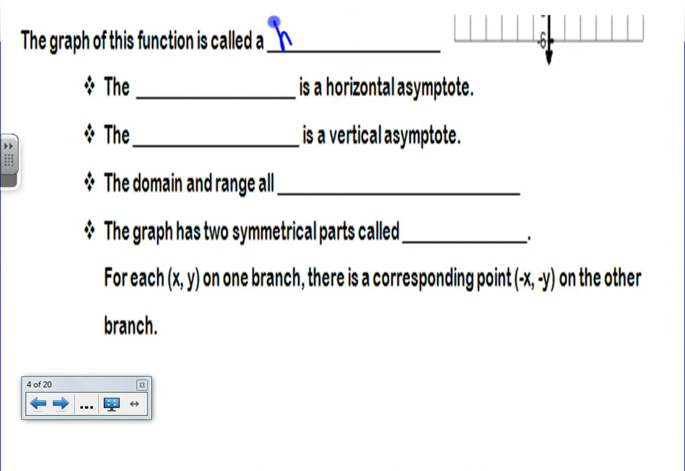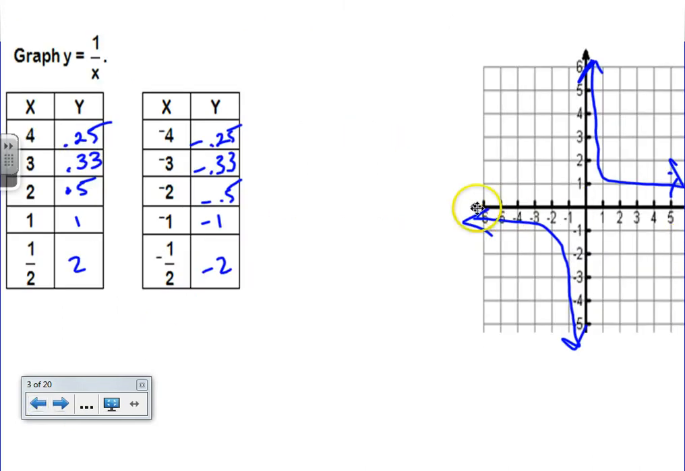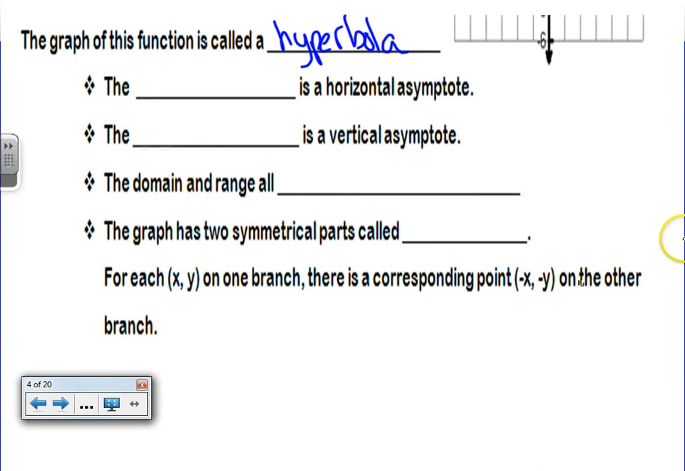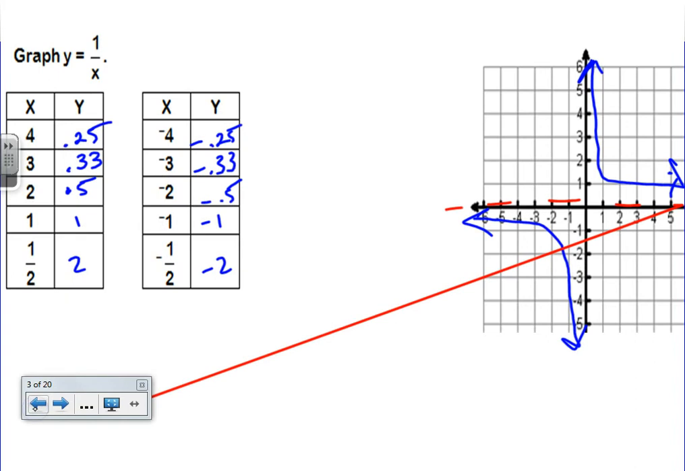This graph has some vocabulary associated with it. It is called a hyperbola. There's what we call a horizontal asymptote on this graph. And remember, we saw these on the growth and decay functions. Right here, there's a horizontal asymptote when it's not shifted. The horizontal asymptote, of course, we see now is the x-axis. And then if you go back to the graph, there's also a vertical asymptote along the y-axis.